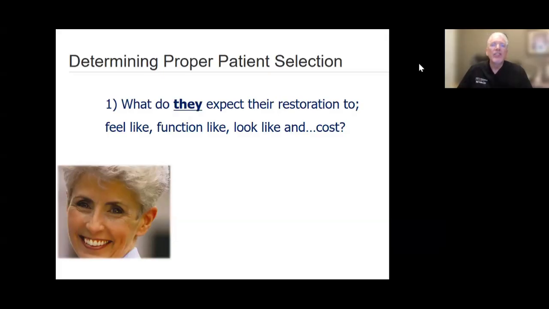So, what do they expect their restoration to feel like, function like, look like, and cost? Here are some points about this. These are questions to ask the patient and understand to make sure that you've checked off these boxes. Is no movement of a denture really important to them? Because even with a locator, if we did two locators, there's still going to be movement. Now, it's not going to be propelled out of their mouth. It's going to stay within what you would refer to as a functioning position, meaning in occlusion.